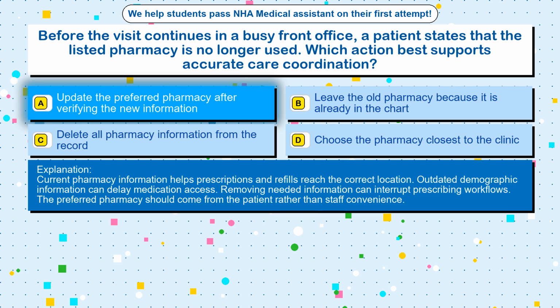Current pharmacy information helps prescriptions and refills reach the correct location. Outdated demographic information can delay medication access. Removing needed information can interrupt prescribing workflows. The preferred pharmacy should come from the patient rather than staff convenience.